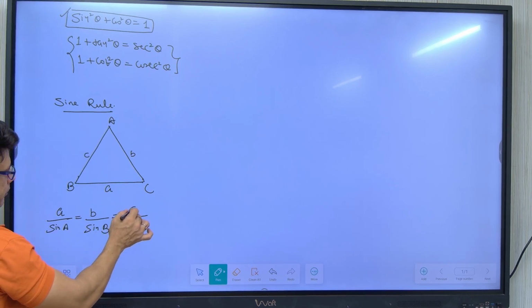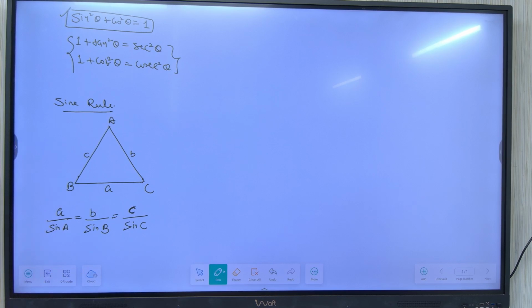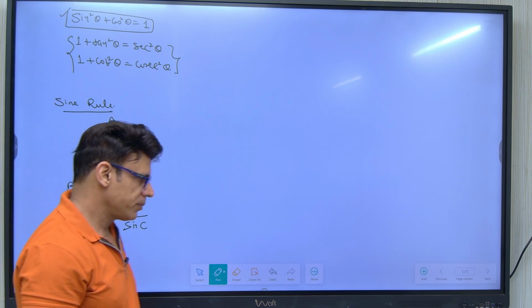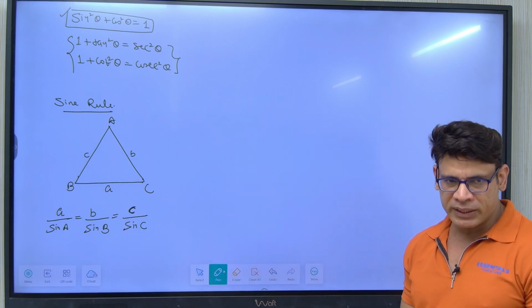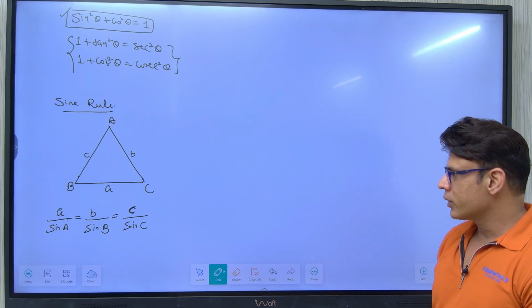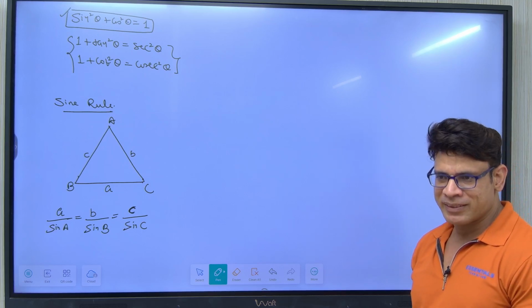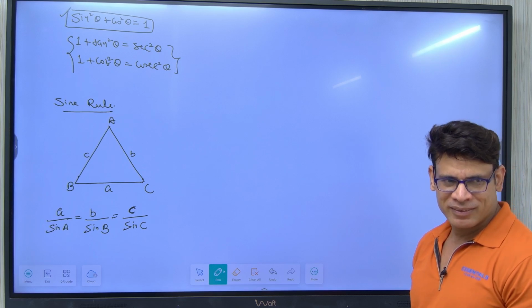This is called sine rule. Sine rule comes very handy, although this is of 11th standard, and I'm pretty sure that you have not learned this in 11th standard. नहीं पढ़ा ना? सीखा है?